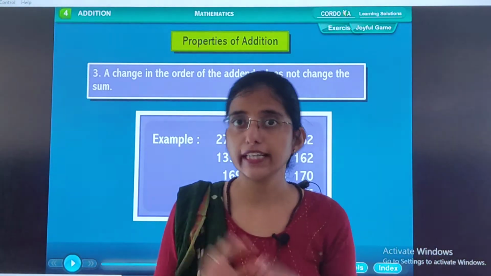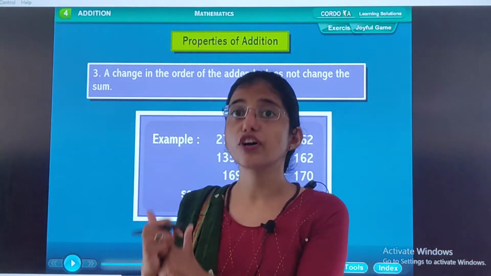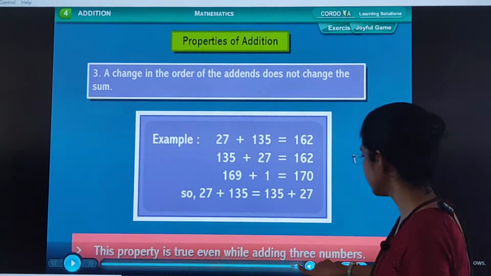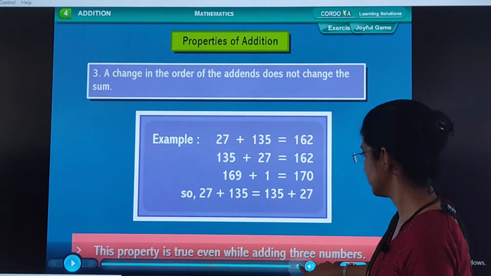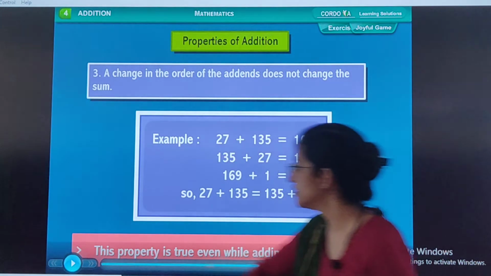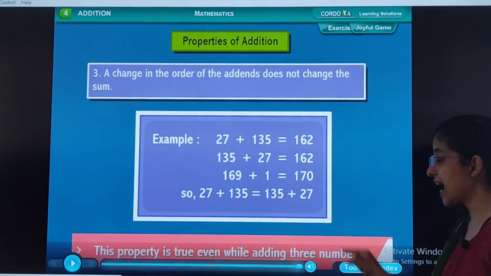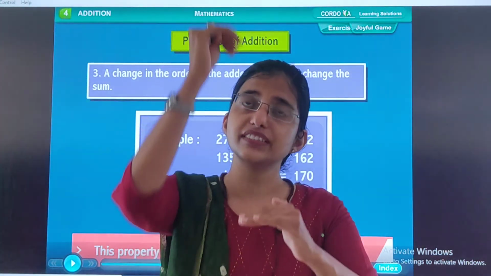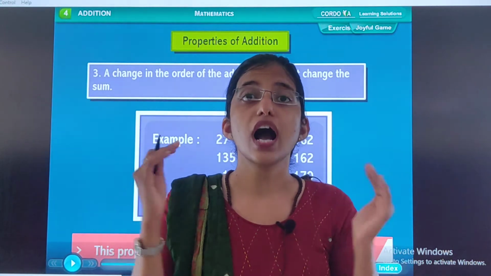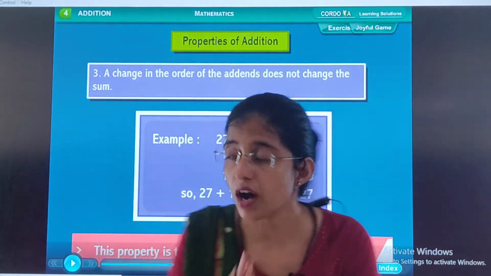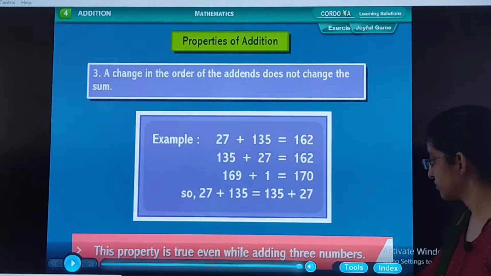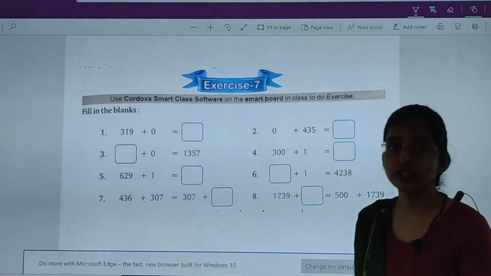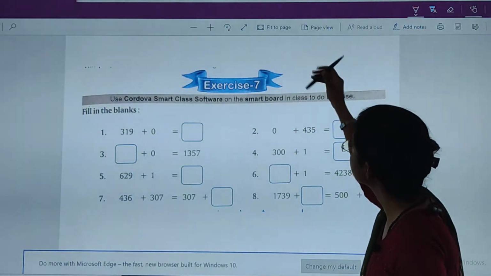Okay, clear? Now on the basis of properties of addition, we will solve an exercise. And children, this property is true even while adding 3 numbers. ठीक है, अगर हम 3 numbers भी ऐड करेंगे तो आप उसको कैसे भी ऐड कर सकते हो, आपको आंसर हमेशा सेम ही मिलेगा. So children, this is your homework.